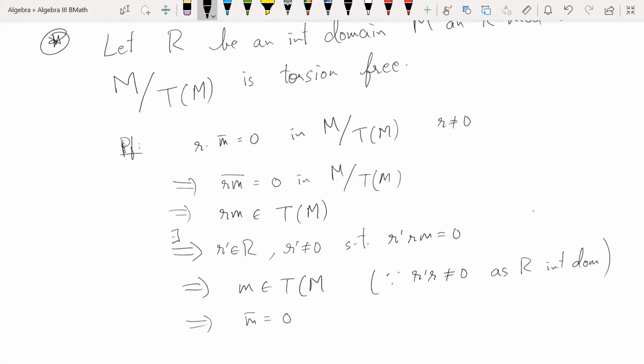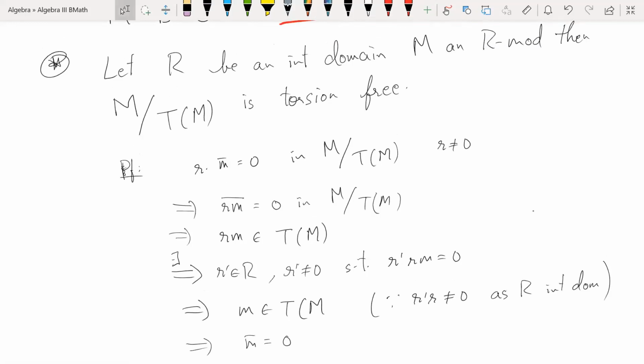So if you have a ring and you take a module, and you go mod the torsion part, then what you get is torsion free.